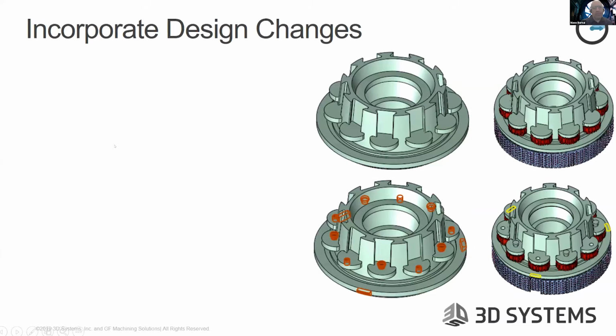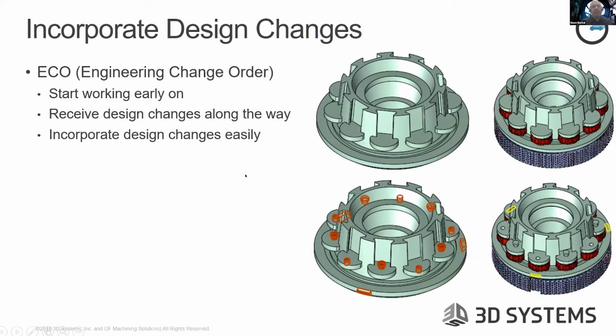Okay, design changes. Sorry, we're a little short on time, so I'll just explain quickly. This is the original part. These are supports put on the part. What you see here in red are the changes made to the part, so holes and knobs and slots added. And then with a single click, we just change the geometry to the new geometry and apply all the supports to the new part.